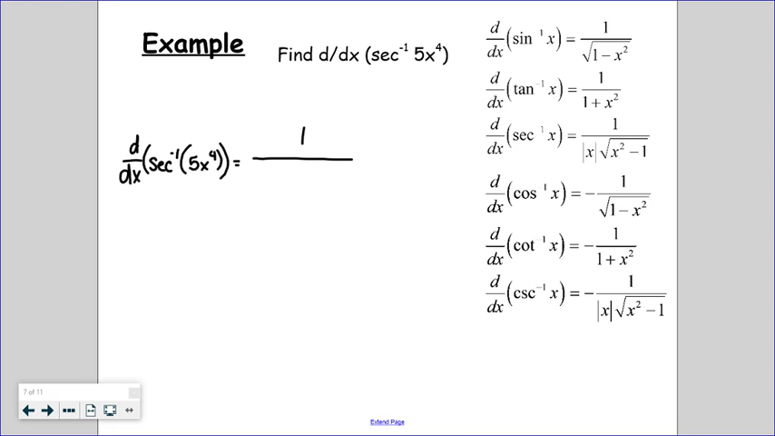Okay, the secant derivative, inverse derivative, has two places that our insides go. We have that absolute value sitting at the front, and then it shows up again inside our radical squared. So our insides are 5x to the fourth, and then our insides is a function more than just a plain x, so I'm going to need to follow this up by multiplying by the derivative of the inside. So 4 times 5 would be 20, subtract 1 from that exponent, so 20x to the third.